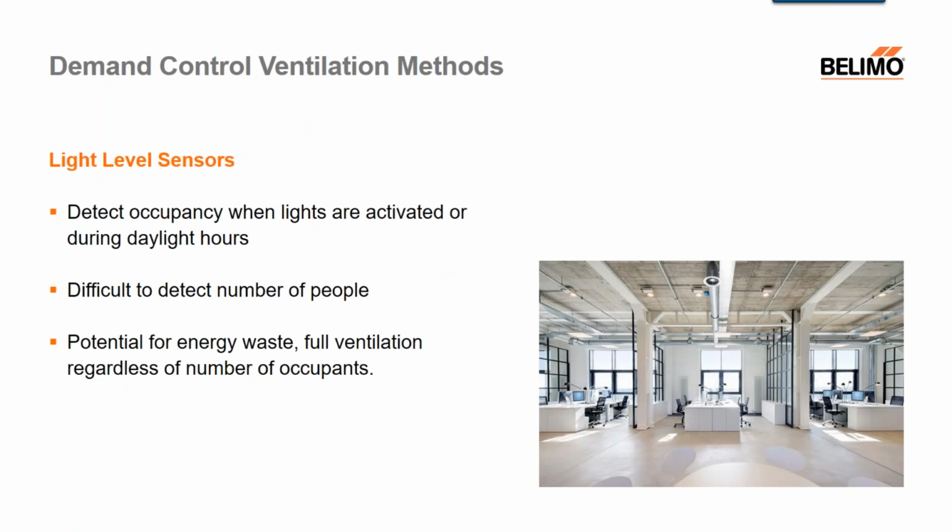Light level sensors. Light level sensors detect occupancy when lights are activated or during daylight hours. The use of light sensors makes it difficult to detect the number of people present. Again, this results in energy wastage if full ventilation rates are in operation, regardless of the number of occupants.